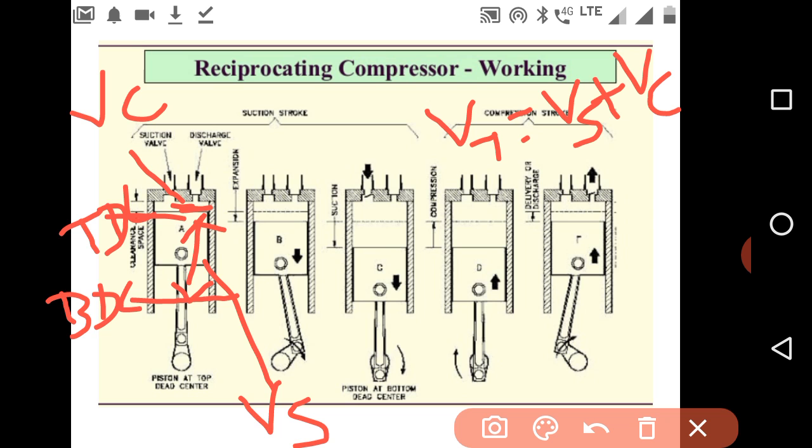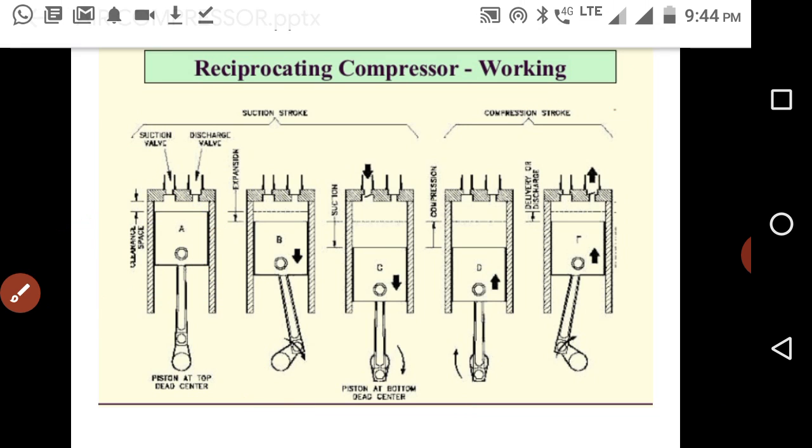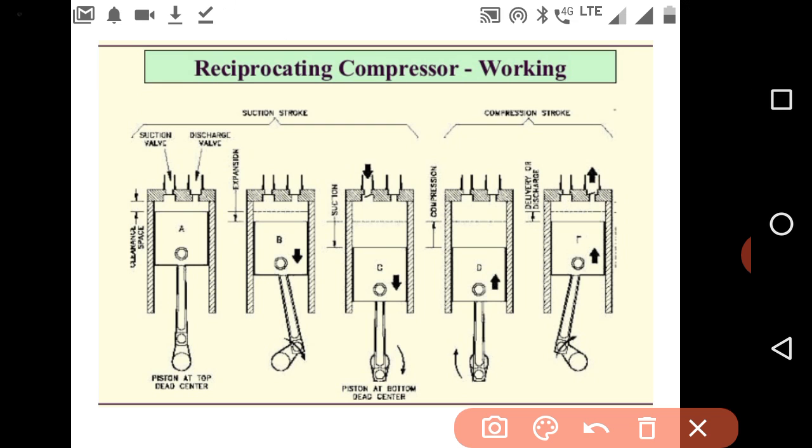What is the top dead center? What is the bottom dead center? What is the swept volume? And what is the total cylinder volume? Now here you can see this is the suction valve and this is the discharge valve.